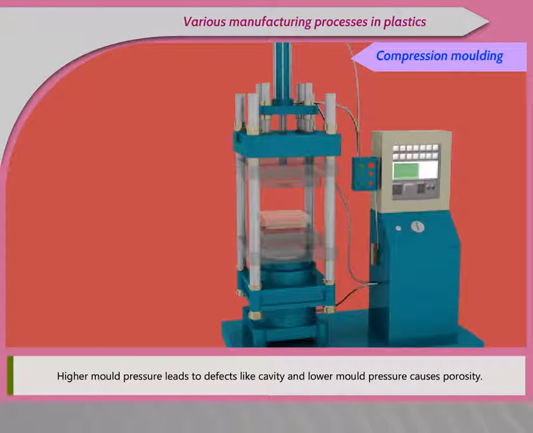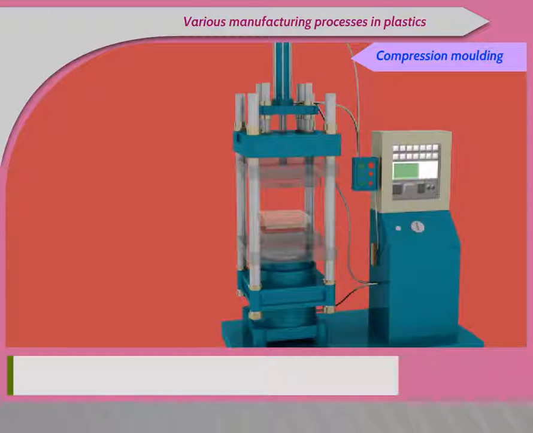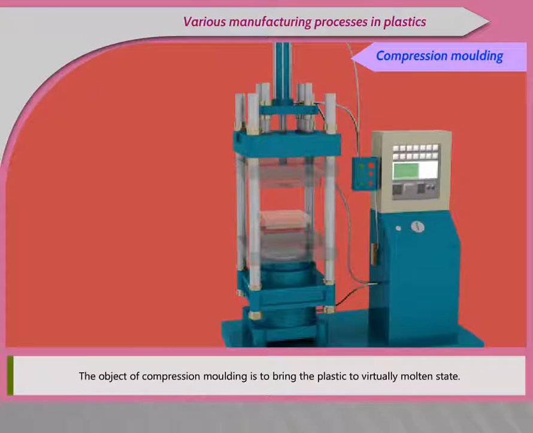Higher mold pressure leads to defects like cavity, and lower mold pressure causes porosity. The object of compression molding is to bring the plastic to a virtually molten state.